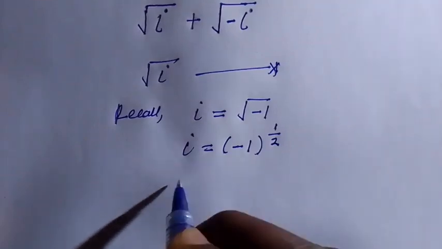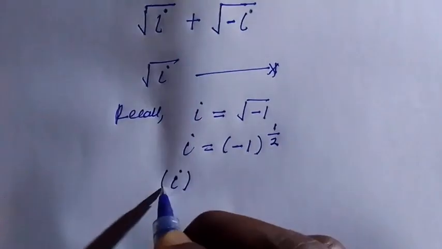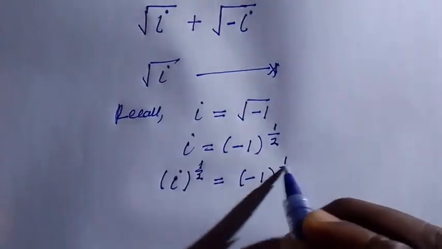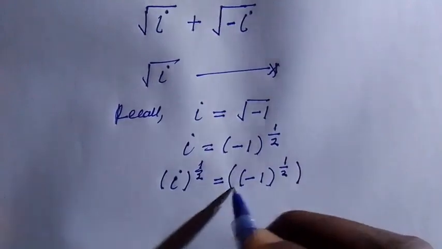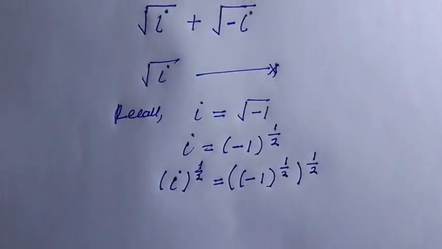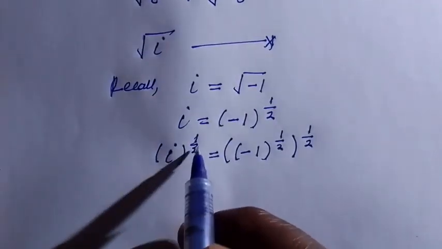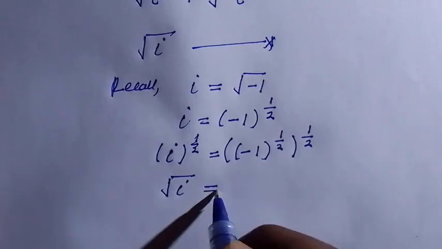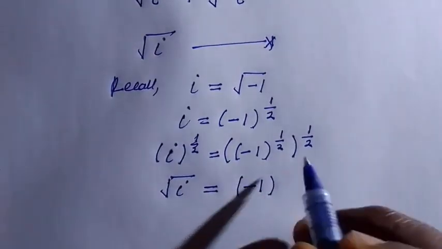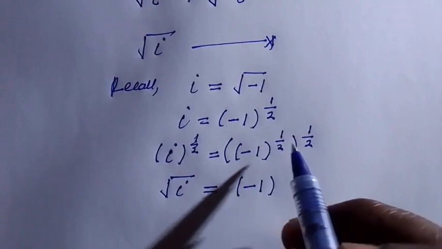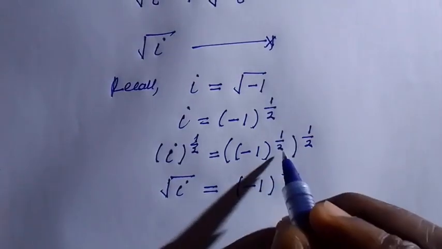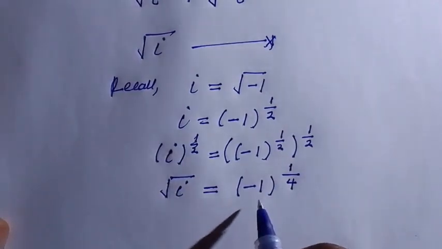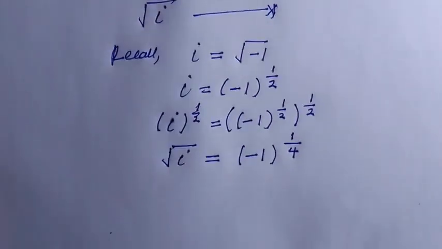Then suppose I raise this by the power of 1 divided by 2. I'm going to raise the whole of this, which already has 1 over 2, by another power of 1 over 2. So the square root of i equals minus 1 raised to the power of, by the rule of exponents, 1 times 1, which is 1, divided by 2 times 2, which is 4. We consider root i as minus 1 raised to the power of 1 divided by 4.